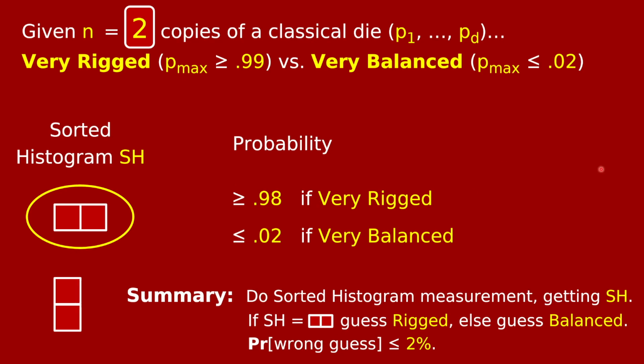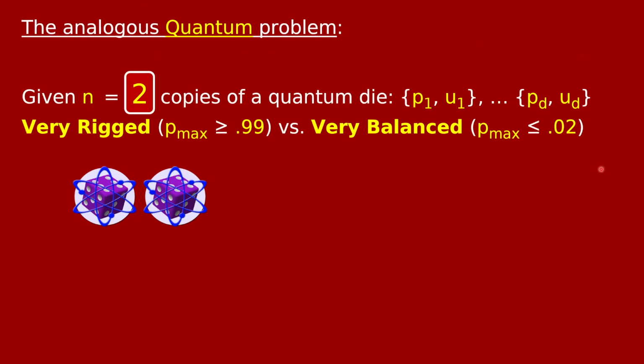Okay, so that's great. But this is supposed to be videos about quantum, so let's move on to the analogous quantum problem. The analogous quantum problem is almost the same. It's just that, remember, your quantum dice now are not labeled by numbers 1 through d, but they're labeled by unit vectors in some unknown orthogonal basis, u1 through ud. However, we're still going to imagine that your quantum die is either very rigged, meaning p max is at least 0.99, or very balanced, which means that p max is at most 0.02.